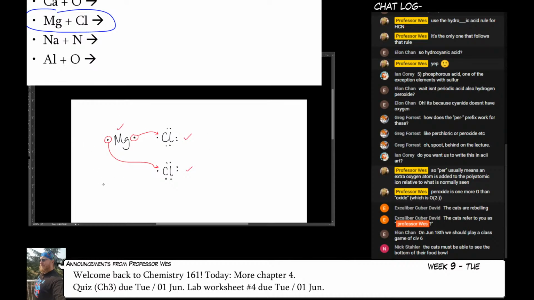We can then look at the charges that would form for it. I would get this. I would have these. The total charge balances out to be 0. This is the formula that we get.